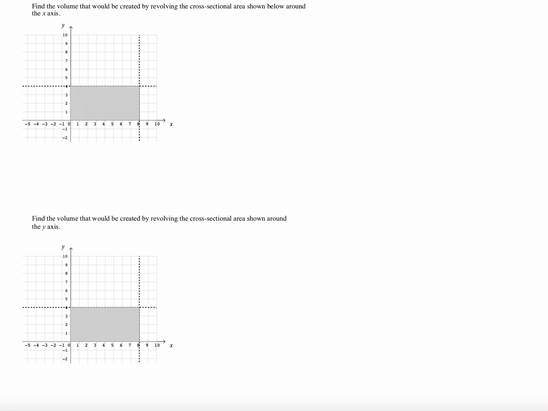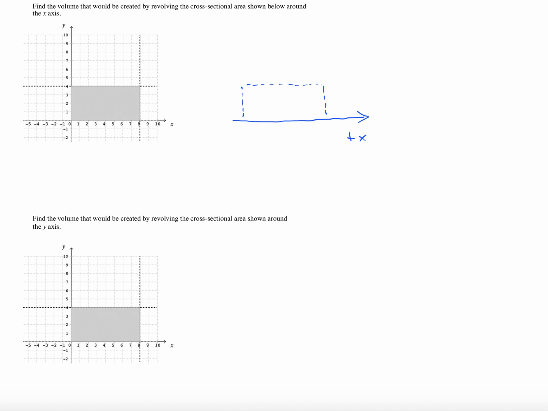Find the volume that would be created by revolving the cross-sectional area shown around the x-axis. So one of the first things I like to do is try to sketch the shape in 3 dimensions if I can, in order to understand what it is we're talking about here. So I'll take that cross section and we want to spin it around the x-axis, creating circles with the height of the graph.